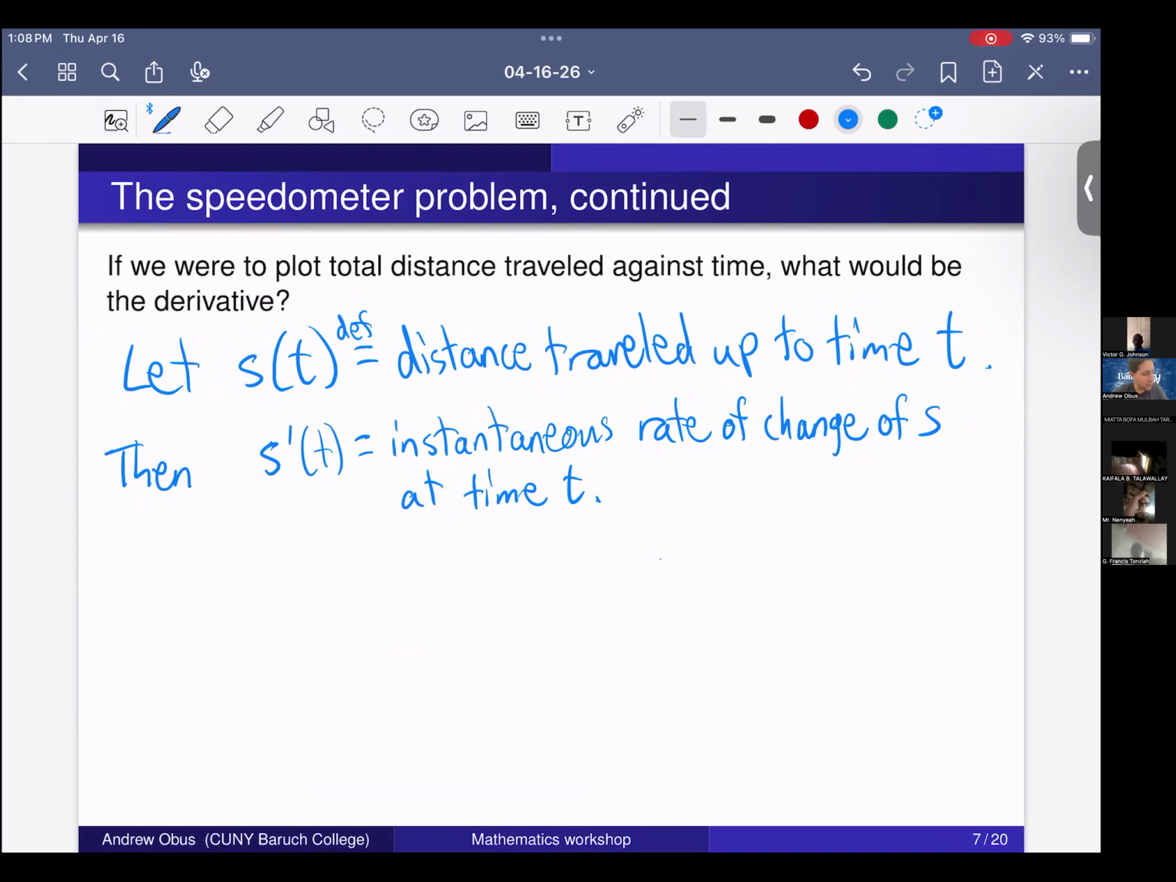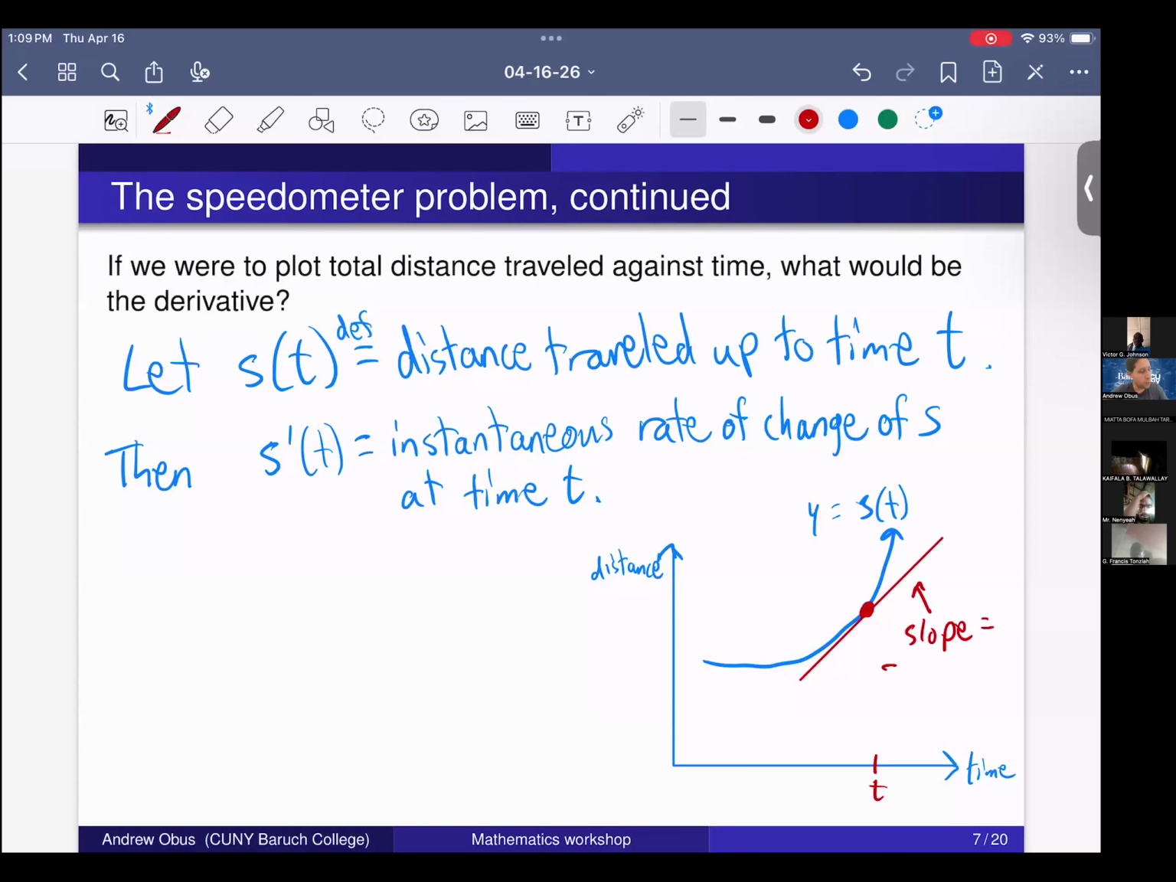I'll have a little graph here to show you. If this is s of t, this is time, and now we have a different unit on our axis. This is now the distance axis. If this is the graph y equals s of t, then the derivative represents the slope of a tangent line. At some point t, the slope is equal to s prime of t. That's what the derivative is.